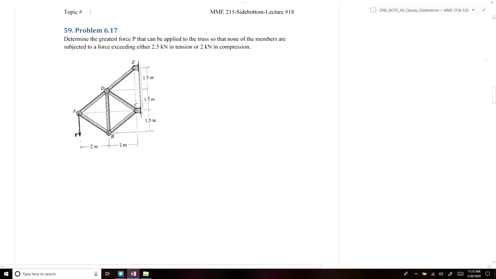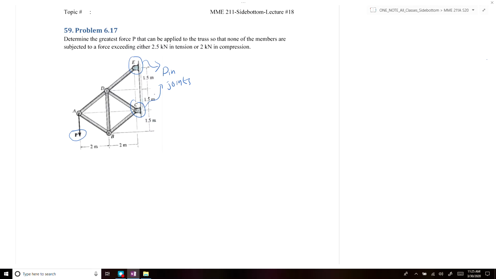Alright, so in this video we're going to solve problem 6.17. We're given a truss with an unknown applied load P, and that truss is supported at two locations, point E and point C, and both of these are pin joints. We're also given the relative dimensions of each of the members of the truss, so we can determine the angles between all of the truss joints.